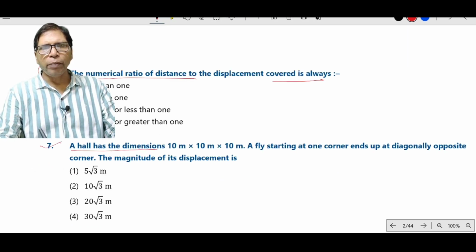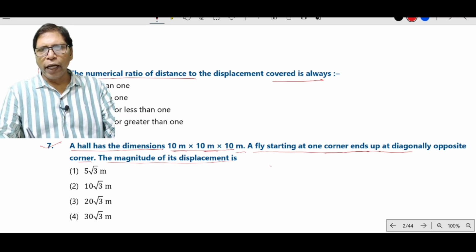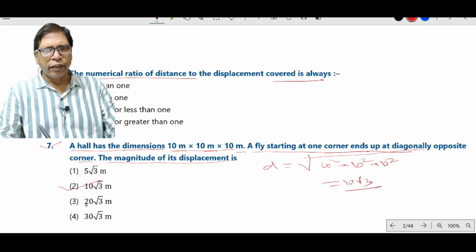Question number 7. A hall has dimensions 10 meter, 10 meter, 10 meter. A fly flying at one corner ends up at the diagonally opposite corner. Find the magnitude of its displacement. Okay, so the length of the diagonal is the displacement. The length of the diagonal equals root under of 10 square plus 10 square plus 10 square. So this is 10 root 3. That is the answer.